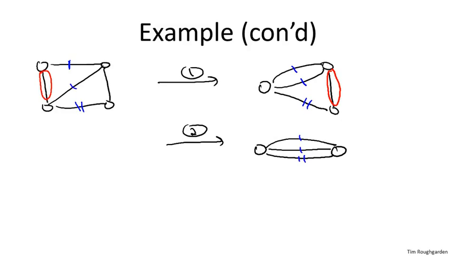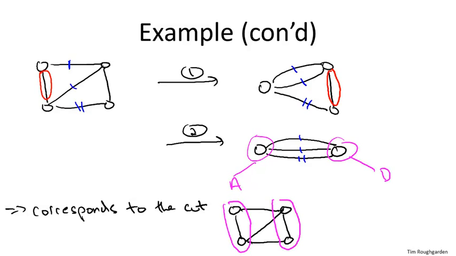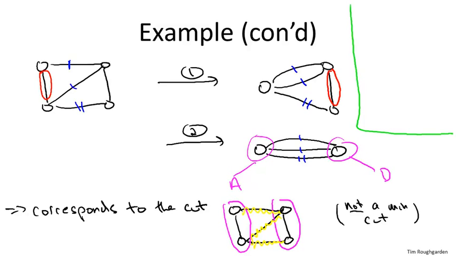This again corresponds to a cut, A and B, where A is the left 2 vertices and B is the right 2 vertices. Now this cut, you'll notice, has 3 crossing edges. And we've already seen that there is a cut with 2 crossing edges, therefore this is not a min cut. So what have we learned? We've learned that the contraction algorithm sometimes identifies a min cut and sometimes it does not. It depends on the random choices that it makes. It depends on which edges it chooses to randomly contract.